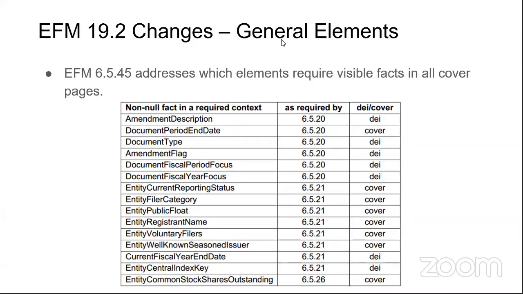Some of these other elements are going to be common to everything. For example, your fiscal period focus, your document fiscal year focus, your public entity registrant name, all things that should be visible on the cover page. You can see on this table, it has a column as required by. So these are not new requirements. These are elements that have been required to be on your report for a while now. This specific section of the EFM is just enumerating them and letting you know they're supposed to be visible on the cover page, and you shouldn't have them tagged as hidden facts. And with the exception of amendment flag, that makes a lot of sense.